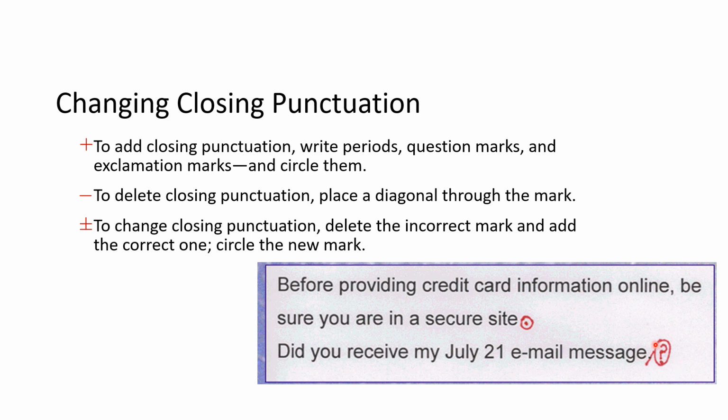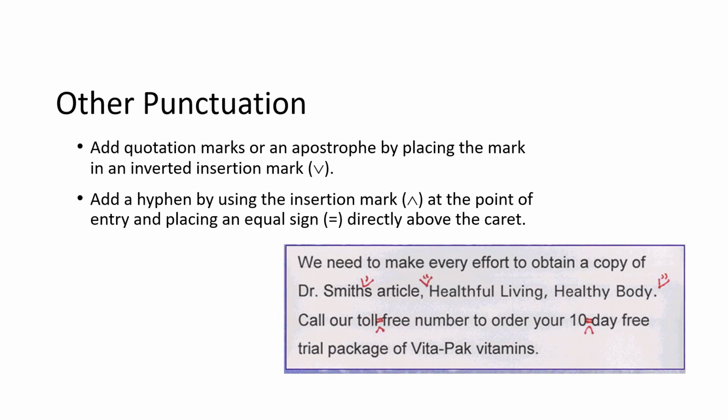If the punctuation is wrong, simply put a diagonal mark or the pigtail and then place the suggested punctuation mark inside the circle, just beside the diagonal mark. Okay? For other punctuation marks, such as the apostrophe and quotation marks, you use the inverted caret or the inverted insertion mark or the V mark.